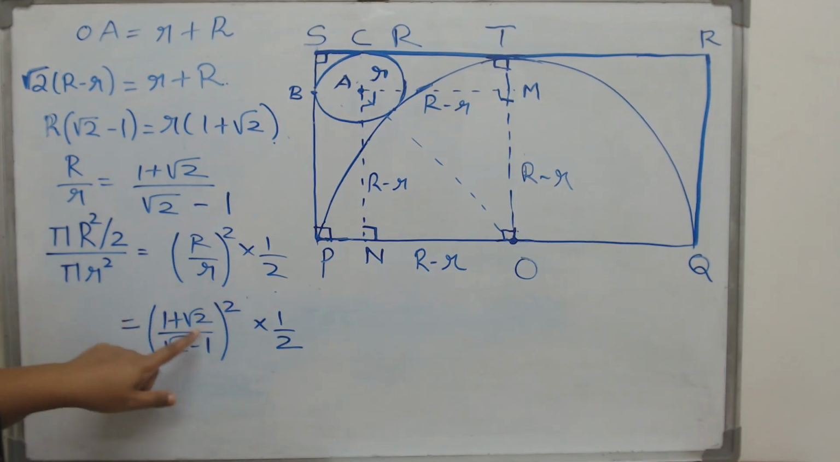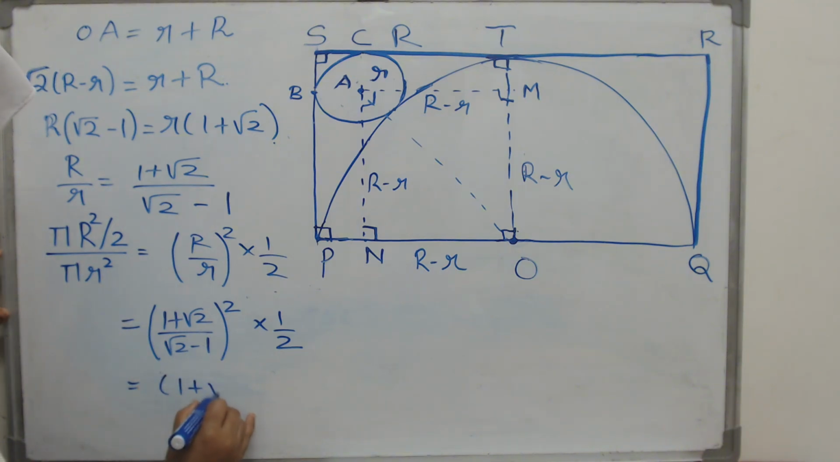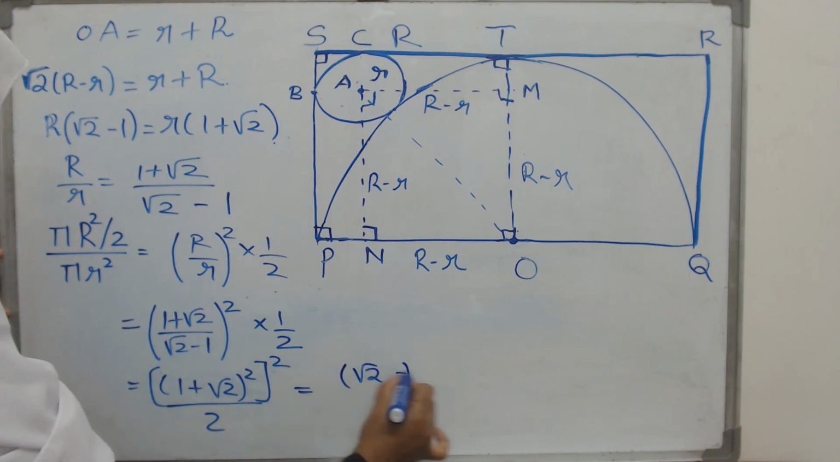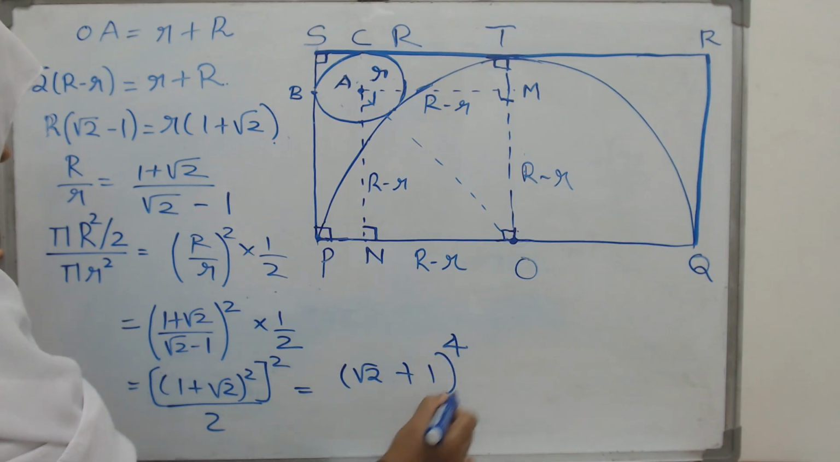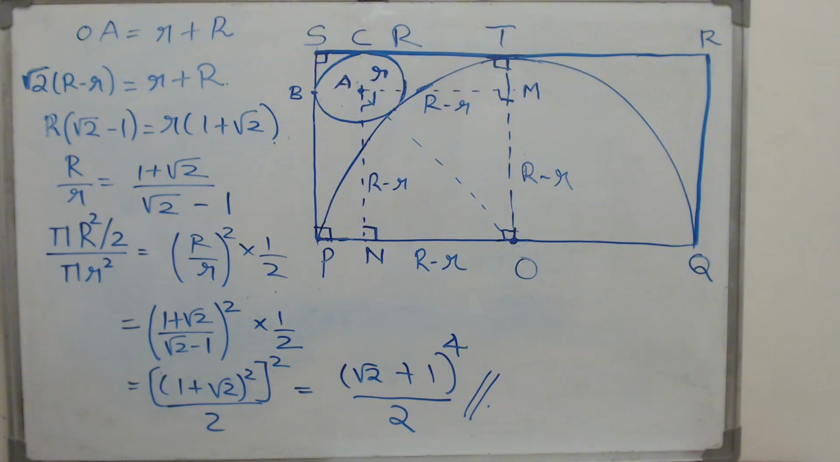Now, before squaring it, I will first rationalize the denominator. To rationalize the denominator, I will multiply both the denominator and the numerator by the conjugate of root 2 minus 1, which is what? Root 2 plus 1. So you have 1 plus root 2, the whole square, by 2, which is root 2 plus 1, the whole raised to 4, by 2. This is the answer that we were looking for.